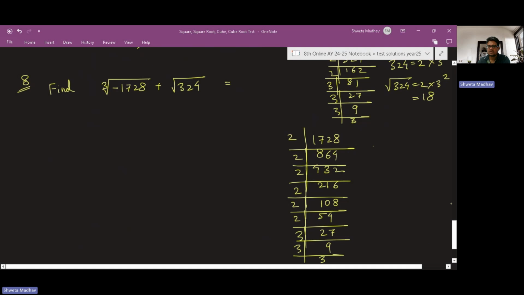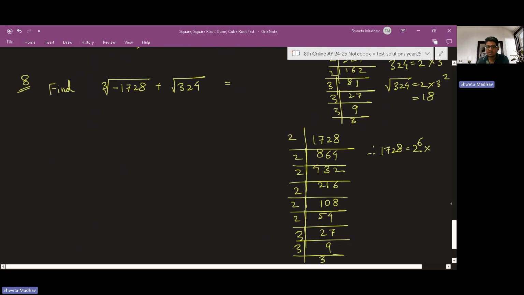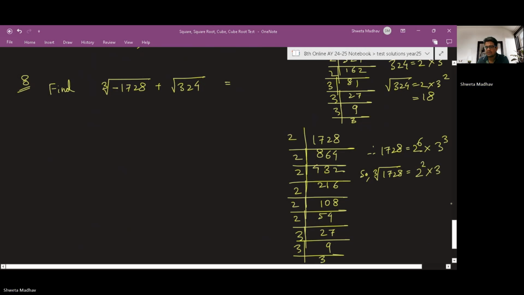So hence, therefore, I can say 1728 is equal to 2 power 6 into 3 power 3, since 2 is coming 6 times and 3 is coming 3 times. So if we take the cube root of 1728, that will be equal to 2 power 2 into 3, that is 12.